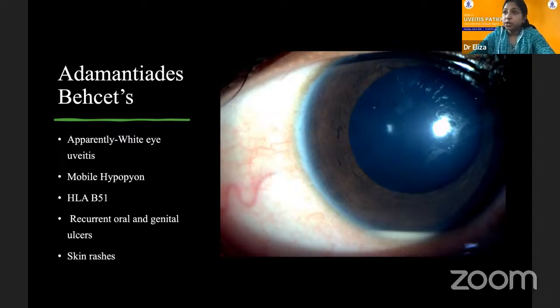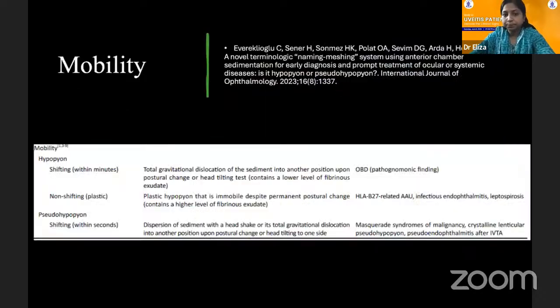Now, again, you have to take a history of recurrent oral and genital ulcers, and a history to rule out other systemic manifestations of Behçet's. HLA-B51 association is very important because it is strongly associated with Behçet's. Again, Behçet's is a sight-threatening disease, so you have to do a good fundus examination because it can be associated with arteritis, which can cause early optic atrophy. Systemic implications are also important. It's an aggressive disease, so rheumatology referral is mandatory in Behçet's.